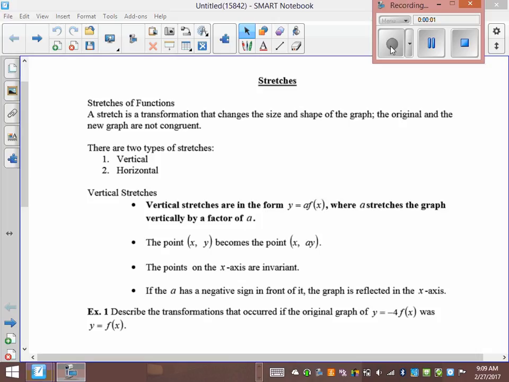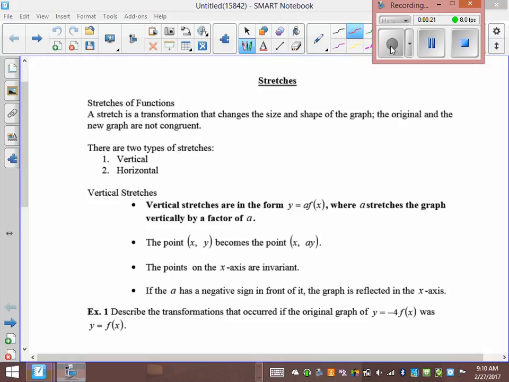We've done vertical stretches, which are the ones in front of the f, or you can move them over and they're with the y, right? We're also going to be doing horizontal stretches, which are with the x, which is the only thing we haven't done. So a stretch is a transformation that changes the size and the shape of the graph. The original and the new graph are not congruent. They don't look the same because you're going to stretch them either wider or narrower, right?